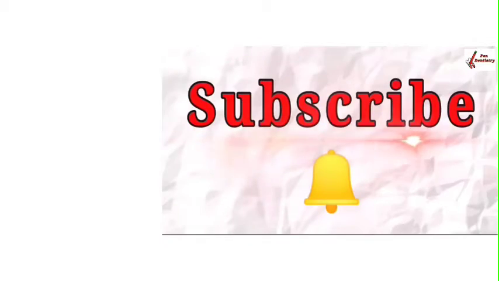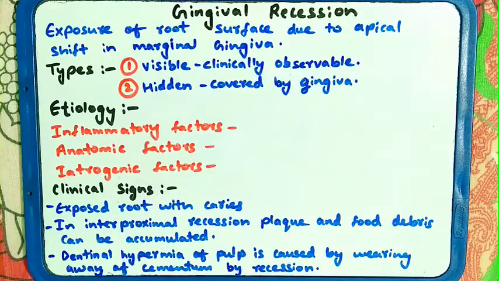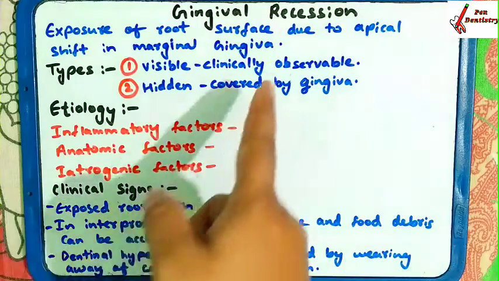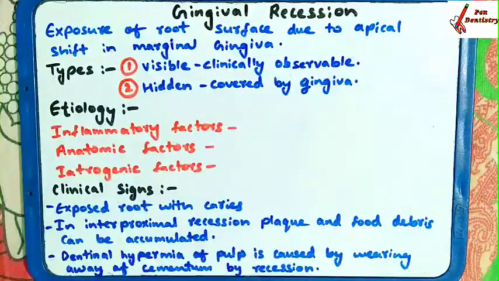Today we are going to learn about gingival recession. What is gingival recession? As you can see in the picture, it is the exposure of the root surface. The root surface is exposed, that is, it is visible, due to the apical shift of the marginal gingiva.